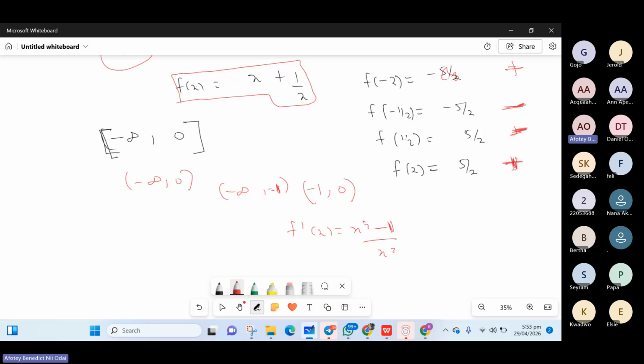So again, once you get your test values, you don't put them in your original function. Rather, you insert them in your differentiated function to get the intervals on which the function is increasing or decreasing. I think we are okay.